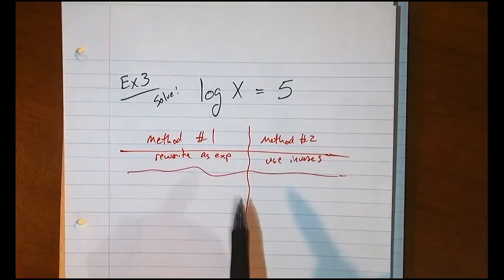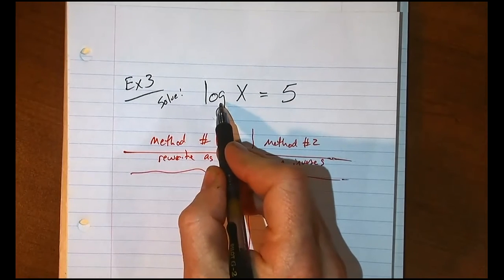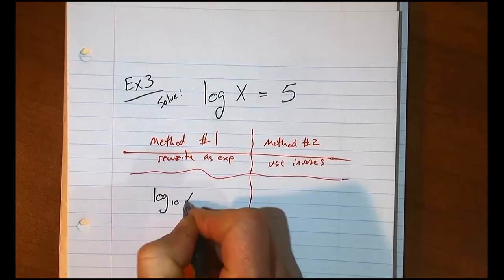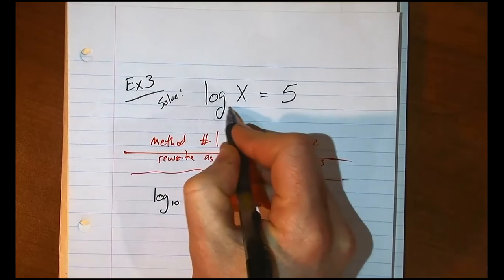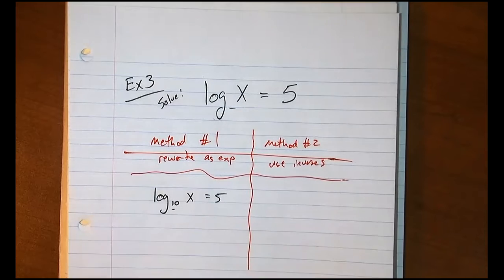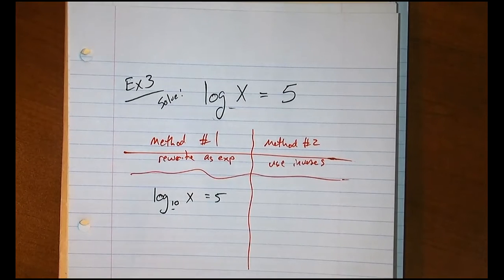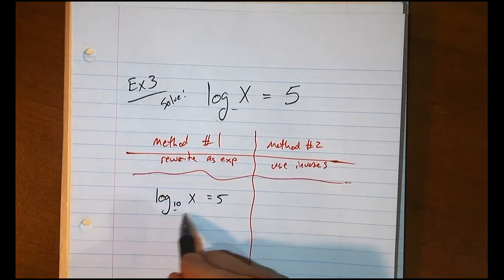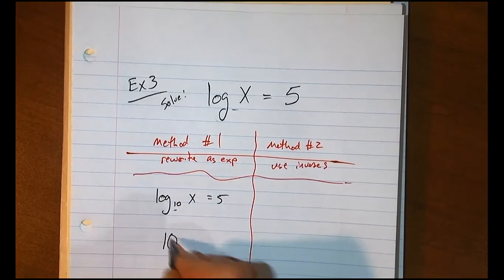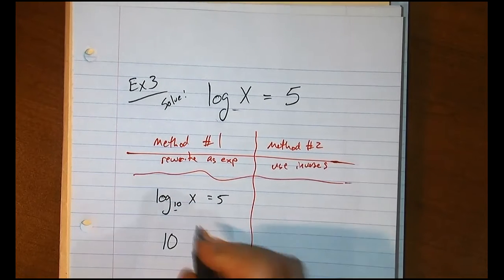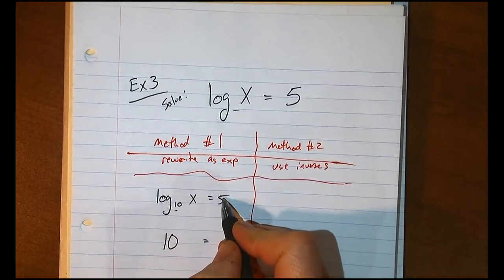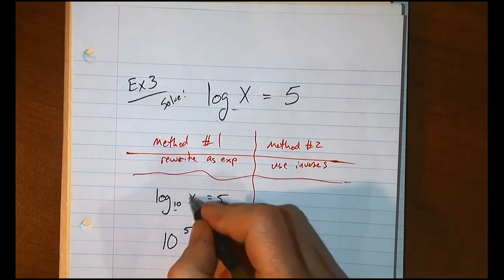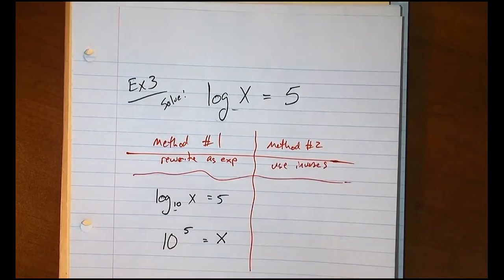So in this particular problem, I have to recognize that this means base 10, right? That when I don't write the base, I have to recognize that this means base 10, all right? Now, if I rewrite this as an equation that has exponentials, I know instead of having a log base 10, I'm going to have an exponential with a base 10. But what's going to change is the thing that was the answer, that's going to become my exponent. And the thing that was in the logarithm, that's going to become my answer.